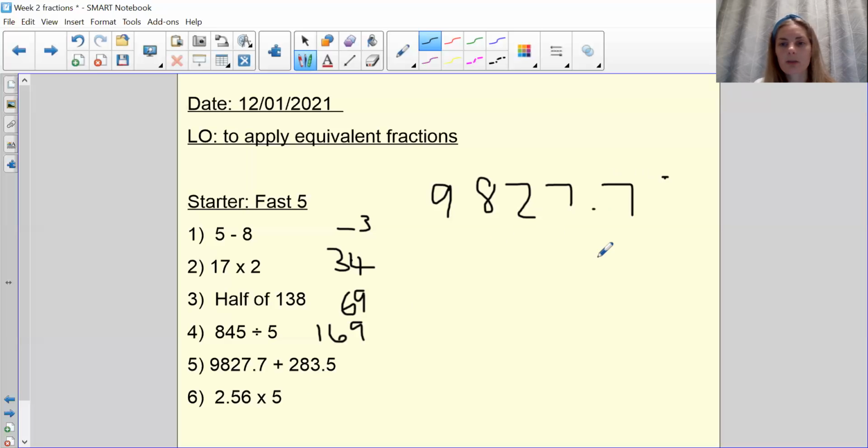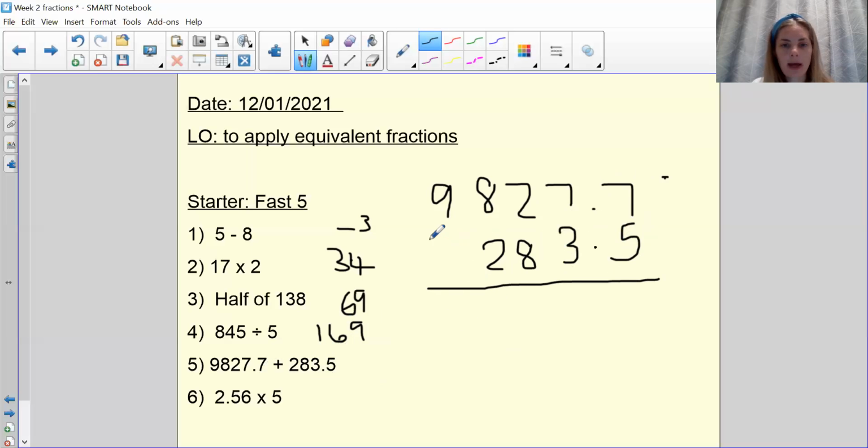9,827.7, making sure my decimals line up. So I'm going to put my decimal down. What number comes immediately after is the 5. What number comes immediately before? The 3. And then I can fill in the rest of the digits. Right, I haven't added any zeros or anything strange and wonderful, okay? That number needs to look exactly like that number.